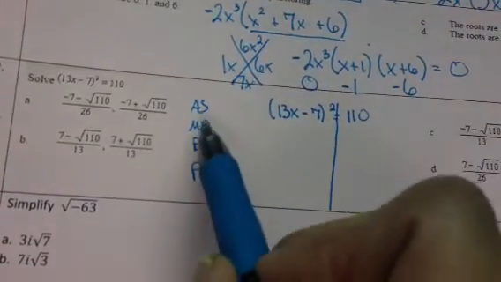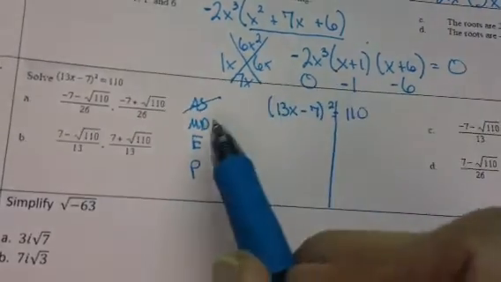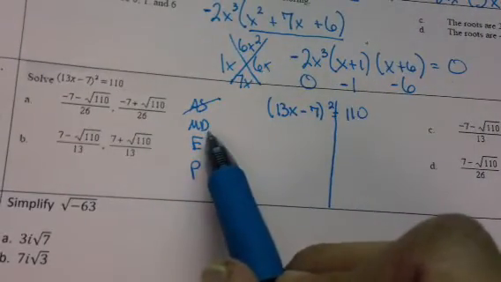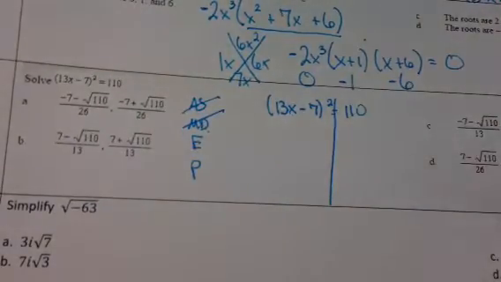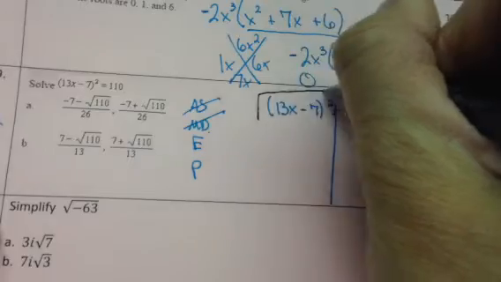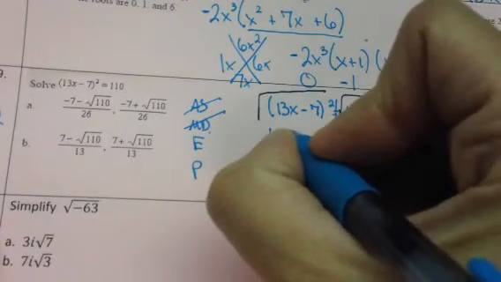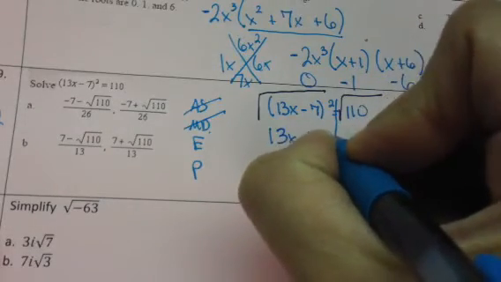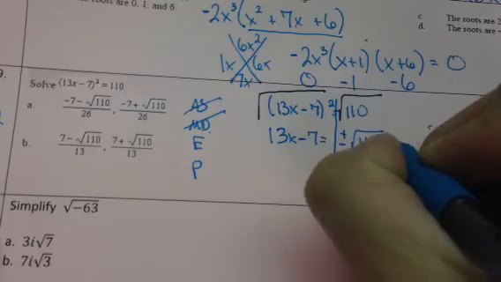So the first thing I'm going to do is addition, subtraction. There is some, but it's in the parentheses. And then I want to move multiplication, division, and there is some, but it's in the parentheses, so that won't happen. So what I'm going to go straight to is the square root. So as soon as I square root, this side is left as 13x minus 7, and this side is left as plus or minus the square root of 110.